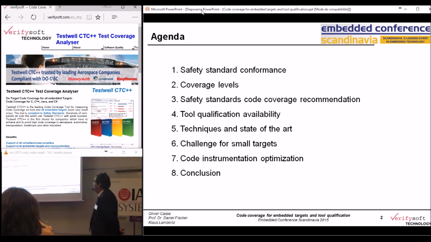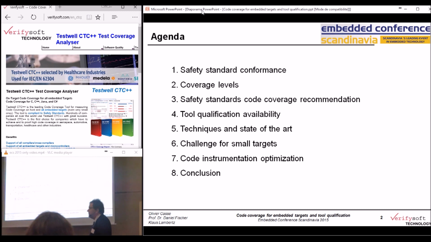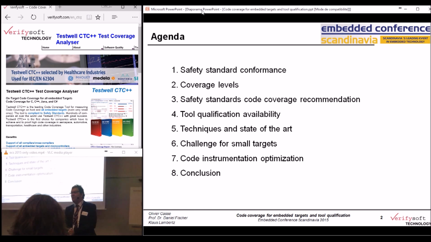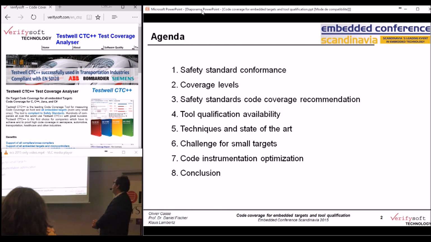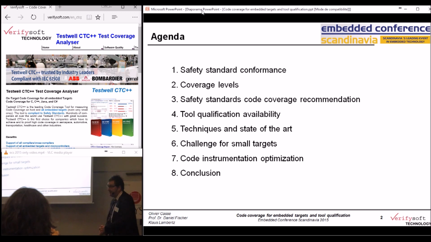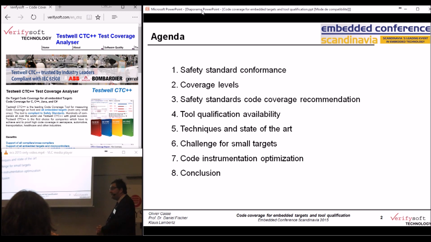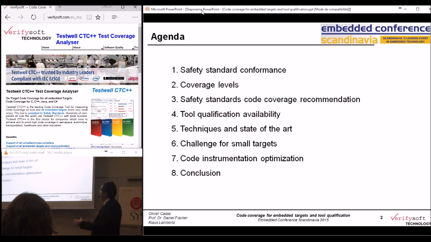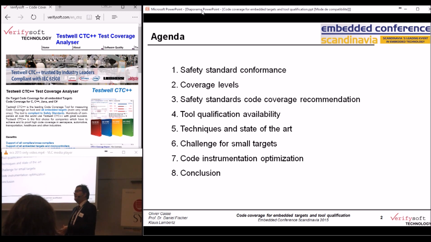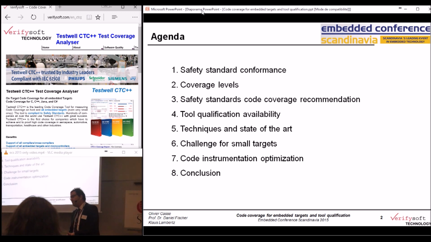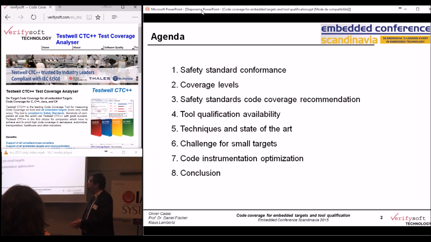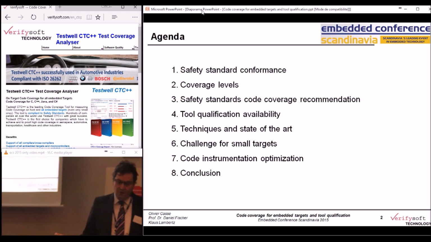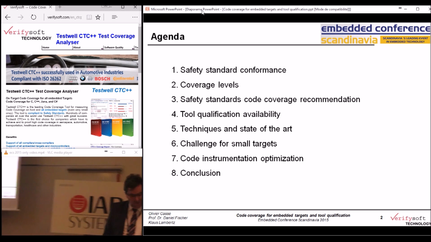Then we'll talk about the challenge for small targets. You will see a number of tools available on the market able to provide coverage levels, including free tools, but not all are able to do the same on all targets. We are experts in providing solutions for very small, very tiny targets. By small targets we mean those with a lack of memory resources such as RAM and ROM, for instance very tiny microcontrollers running a few kilobytes of memory.